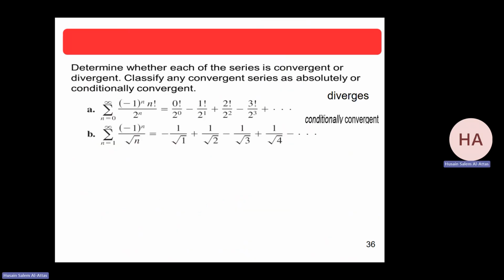Determine which of these series converge or diverge, and classify as absolutely or conditionally convergent. Let me take the first one, which is a little bit complicated. Part A. My a_n will be (-1)^n n! over 2^n.